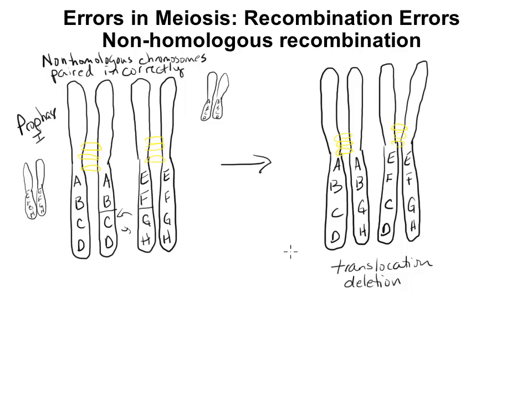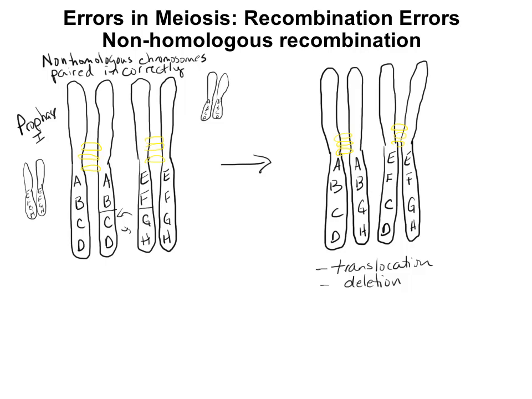So when there's an error in recombination in which non-homologous chromosomes are paired up and they recombine or exchange genetic information, that's going to result in a translocation and deletion of genetic information. And again, the consequences of that mistake are going to depend very much on what those genes actually encode. What are the proteins that are produced as a consequence of those genes being expressed, and what are the consequences of not having that protein or having too much of that protein in the cell?